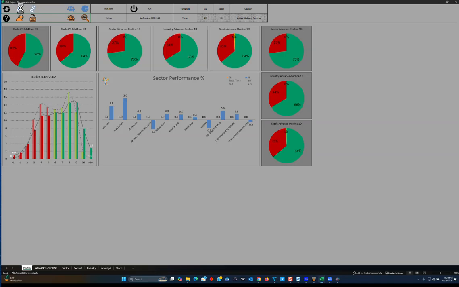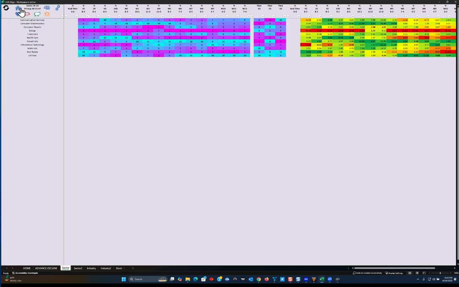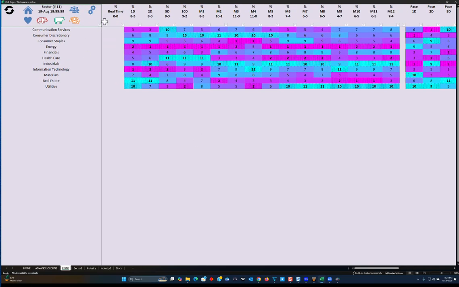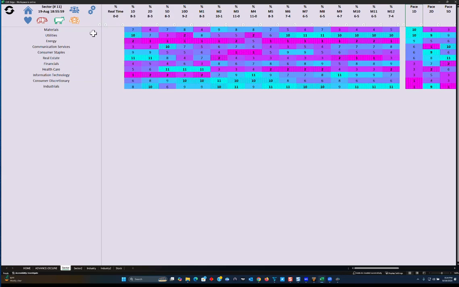I think that'll take me to sectors, maybe. And it shows me, I'll make it bigger because I know somebody's going to say it's too small. And I could look at how they're moving, what's leading. So materials, utilities, energy are moving the most today. Interestingly, energy is weak.